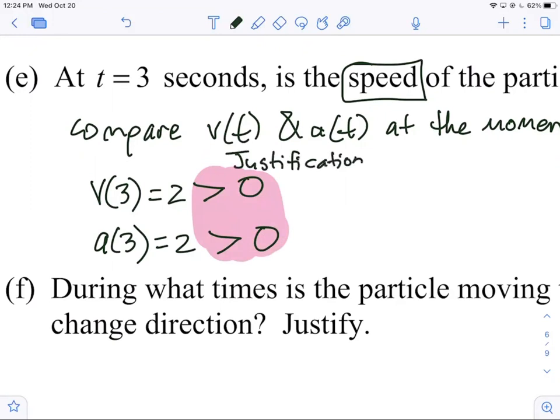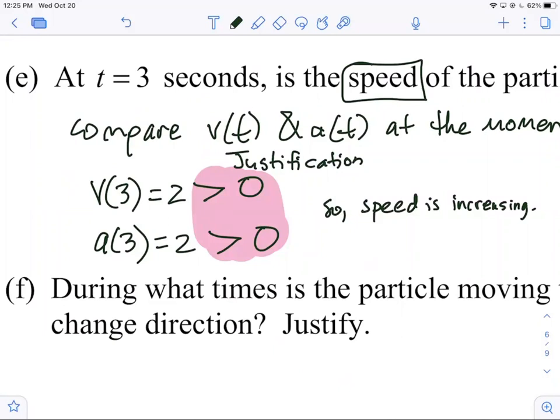Notice I didn't say v of t at t equals 3. I just put v of 3. So once you put the inequalities, all you have to do is say, so speed is increasing. College Board does not make you say in general that the signs are the same. College Board wants you to tell them what the signs are.